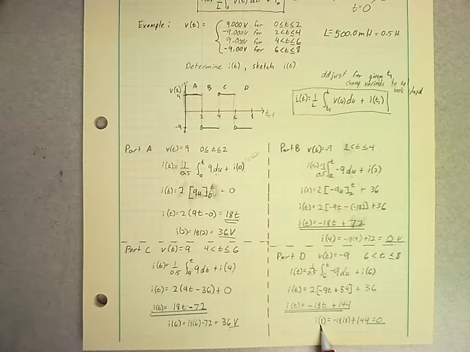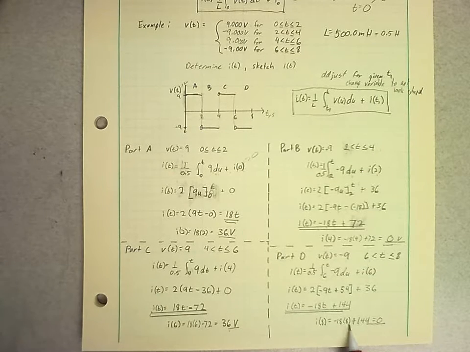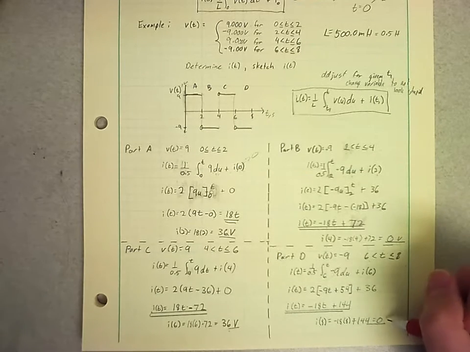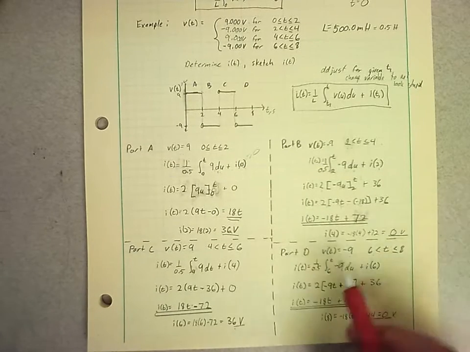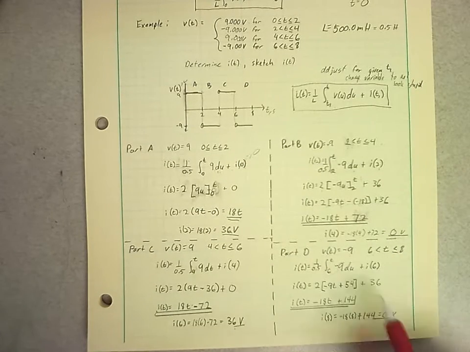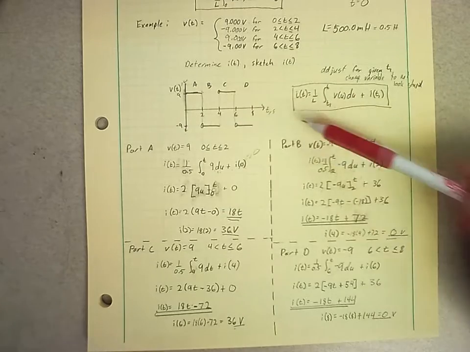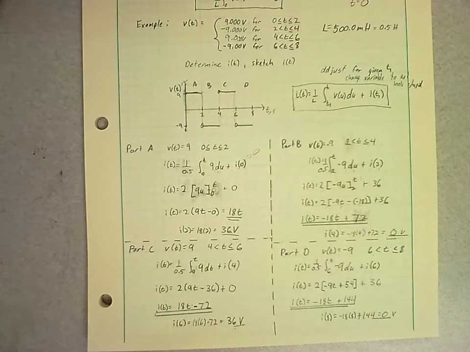We check the endpoint. I of 8 is 0, which again makes sense if we know that it went back to 0 on part B, because we've kind of repeated the same thing in terms of what we've done with the voltage. So let's look at what the sketch of the current for this inductor looks like.